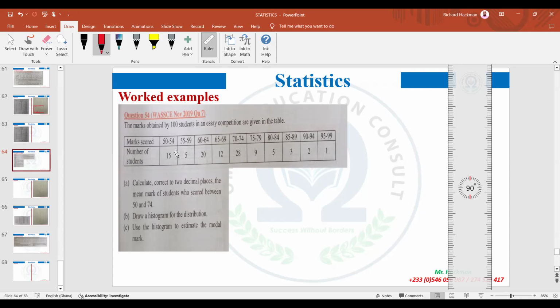Always check. If the first one is 21, then you subtract 0.5 and add 0.5 to the lower and upper respectively. Take note of that. So here, this will start from 49.5 to 54.5, 54.5 to 59.5. That will be your boundaries, and that is what you use in calibrating your X and your Y. So here: 1, 2, 3, 4, 5, 6, 7, 8, 9, 10.